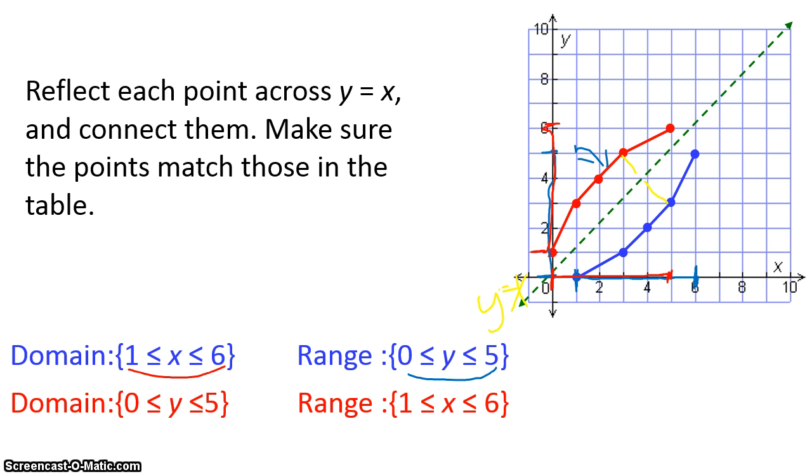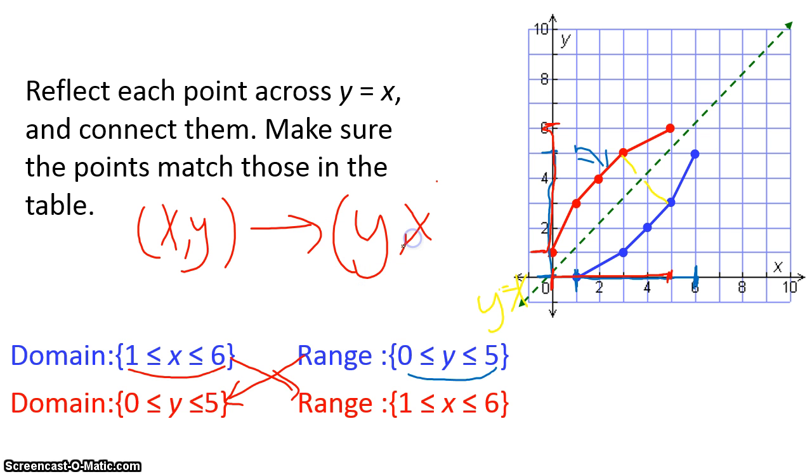And so there it is. It happened again. Your domain and range switched as well as the x and y, right? So remember, when you reflect, not only do you switch the ordered pair, you also switch the domain and range.